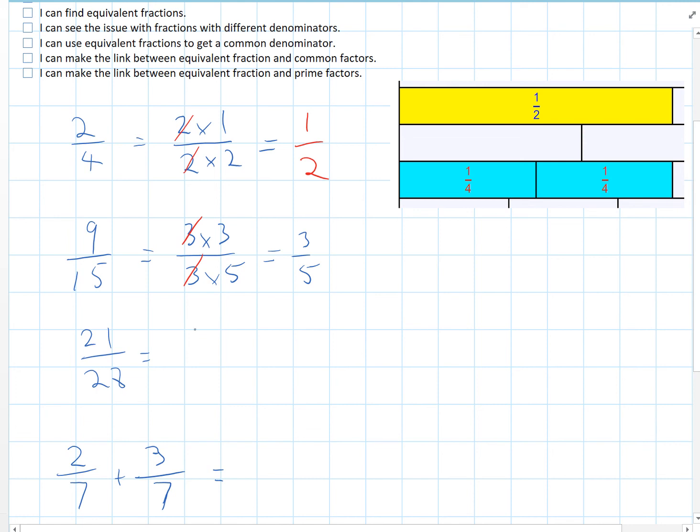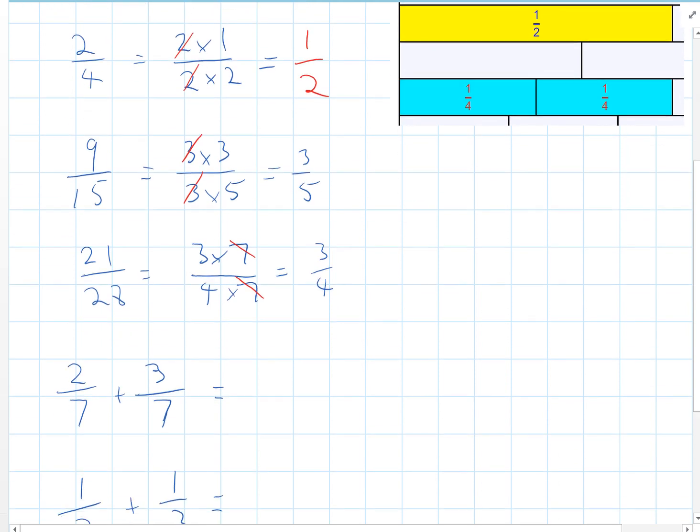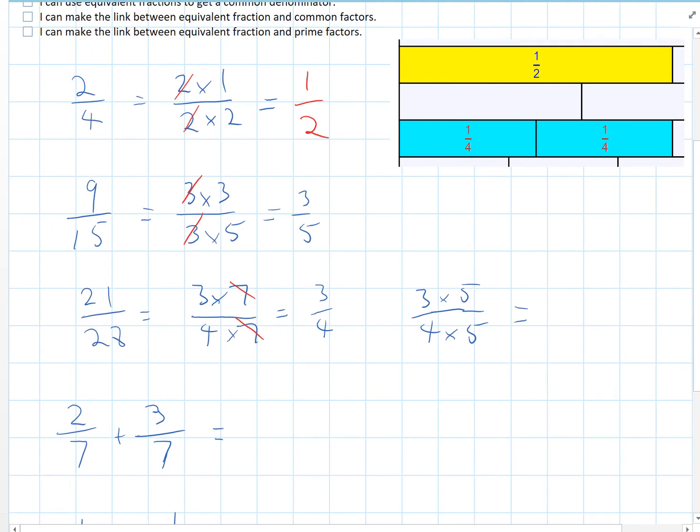21 is the same as 3 times 7, and this one is 4 times 7, so I cancel those out, and I end up being left with 3 on 4. In the same way, we can make 3/4 equal to other things by multiplying the top and the bottom by something. So let's do 5. So 3 times 5 is 15, and 4 times 5 is 20, and there's an equivalent fraction.